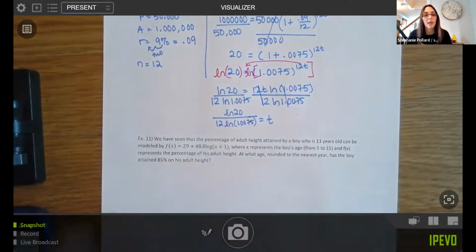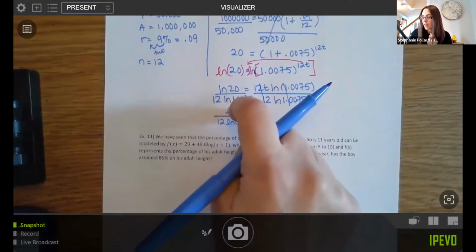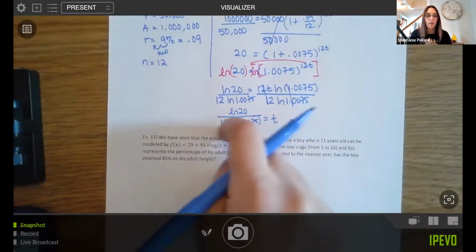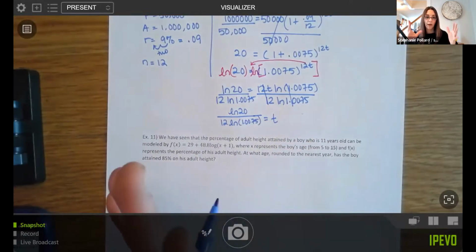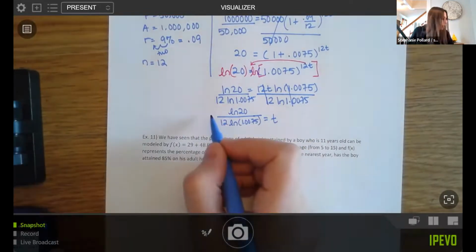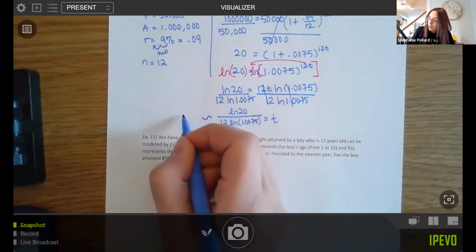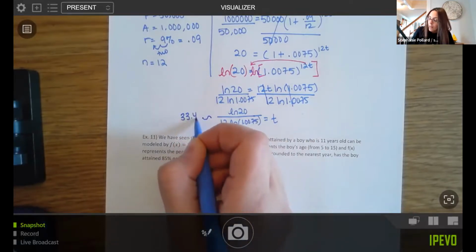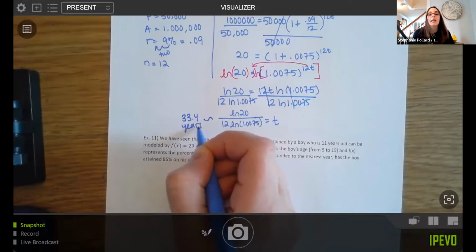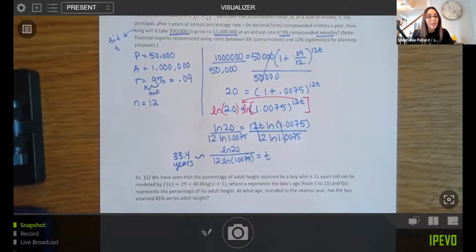Now, try this on your calculator at home. Just be really careful. This is your numerator. These two are in your denominator. So make sure either you use parentheses in your calculator or you do it in steps. And what you're going to get is about 33.4. And remember, t is always in years. So that's actually not too bad, right?